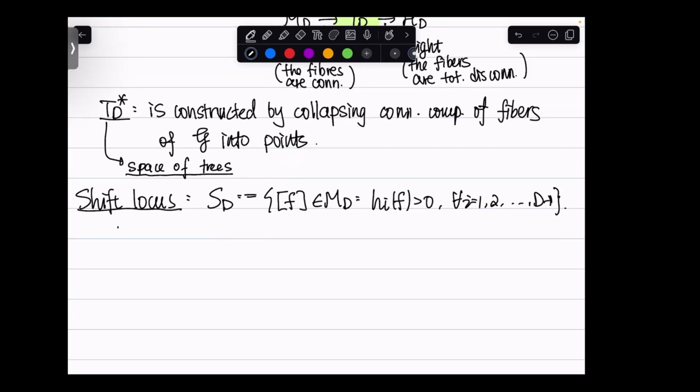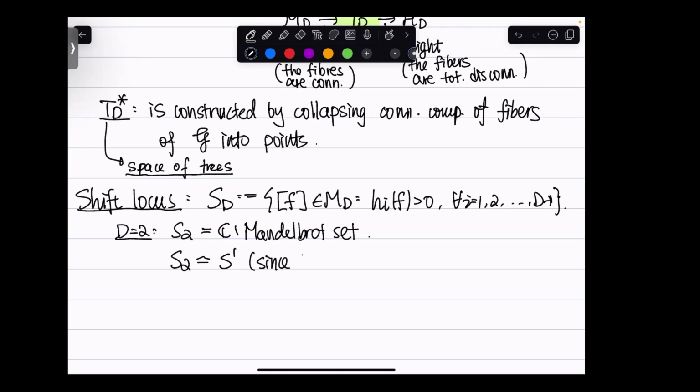Okay, so when D equals 2, the shift locus in degree 2 is simply the complement of the Mandelbrot set. As Alex just told us, when D equals 2 for quadratic polynomials, we only have one critical point. Either the critical point goes to infinity under iterations of the polynomial or it does not. If it does not, then this polynomial lies in the Mandelbrot set. So the shift locus is the complement of the Mandelbrot set. And we know the homotopy type of the shift locus when D equals 2: S2 is homotopy equivalent to the circle, since the Mandelbrot set is connected by Douady-Hubbard.